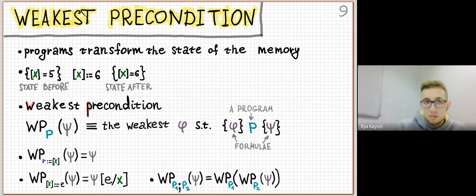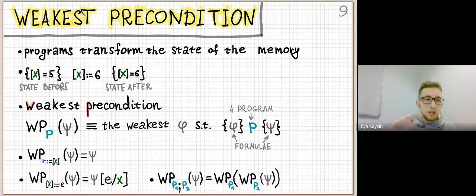And it means that no matter what state we start from, after we write 6 to X, X equals 6 holds, which sounds reasonable. Okay, and what do we do with programs with sequential composition of two programs? Well, we need to take our postcondition, first apply the weakest precondition of P2, and then apply the weakest precondition of P1 to the result. So in other words, we transform the sequential composition of programs into the functional composition of weakest preconditions.